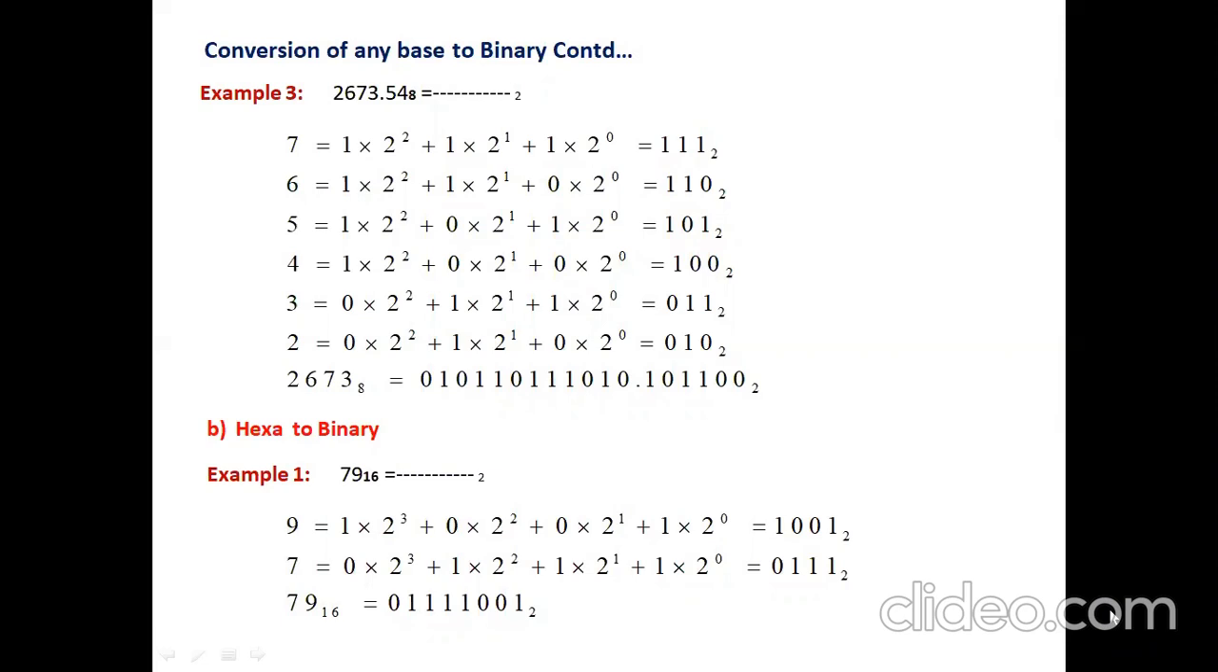So next, hexa to binary. Hexa to binary: 79 base 16 is equal to base 2. How can we write for hexa to binary? It is base 16, so we can have the maximum number from 0 to 15. So for hexa numbers, earlier for octal we took 4 2 1 representation. When we consider hexa, we have to take 8 4 2 1 representation. So now for 9 we can represent 9 as 1001. For 7 we can represent as 0111.